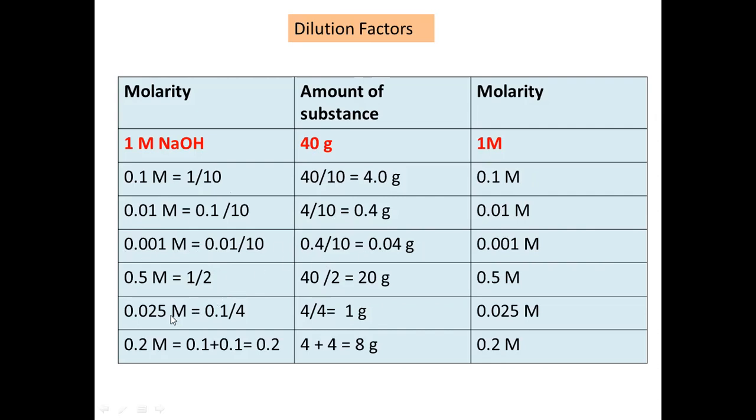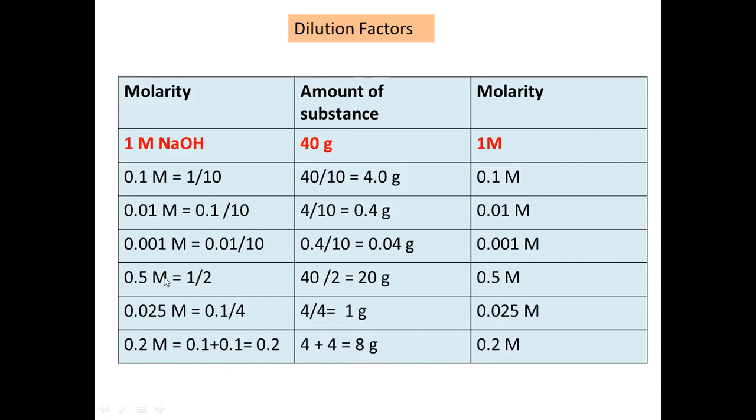Similarly, for the more popular solution like 0.025 molar, it is 0.1 divided by 4. So the quantity for 0.1, which is 4 gram, will also be divided by 4. So 1 gram for 0.025 molar solution. Suppose one has to prepare a 0.2 molar solution. That is a summation of 0.1 plus 0.1. So take the quantity for 0.2 molar solution, dissolve it in 1 liter, and that will be the 0.2 molar solution.